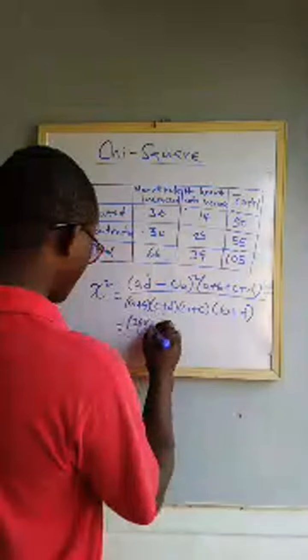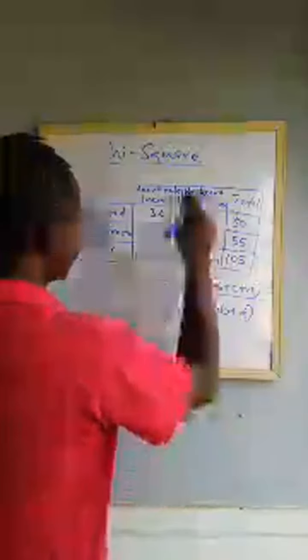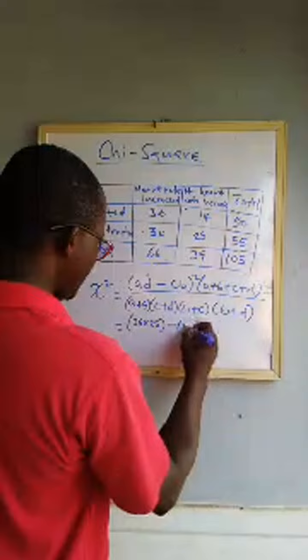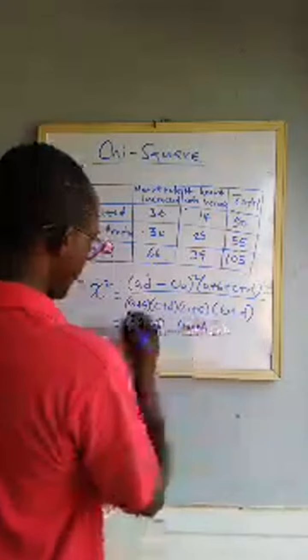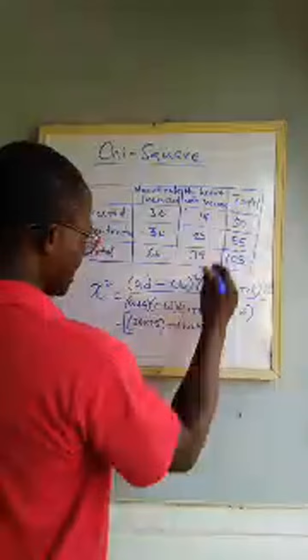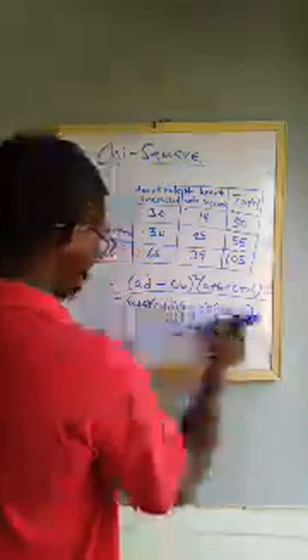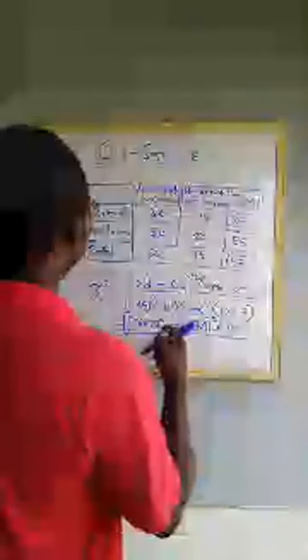So this can be AD minus CB. AD, that is 36 minus 25. This times this minus this times this, 30 times 14. You now square this. That is square on top of it. Multiply by the summation of everything, which is 105 times 105. Then you divide all by the summation of all these, A plus B. Okay?